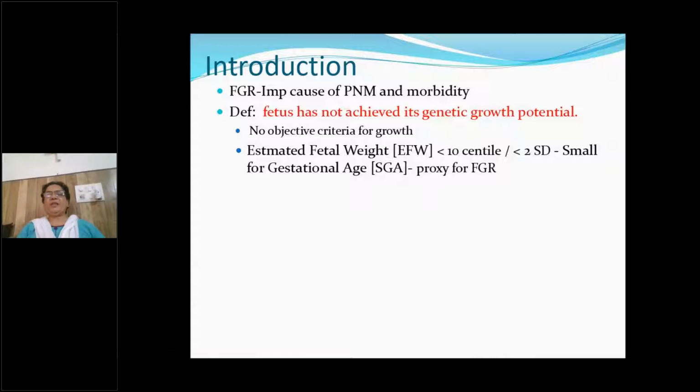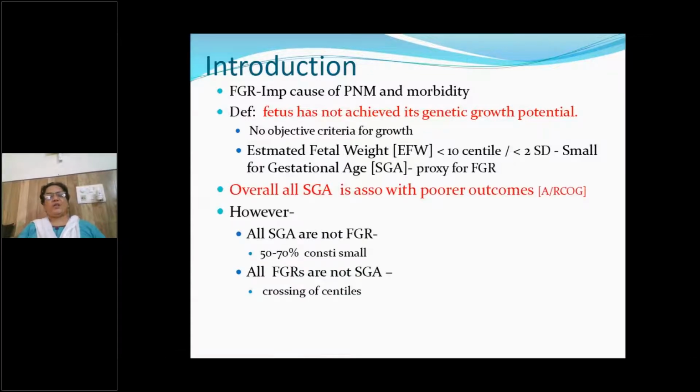So what we do in clinical practice is use estimated fetal weight as a proxy for the growth potential. And when the estimated fetal weight is less than the 10th centile or less than 2 standard deviations for that gestational age, we make the diagnosis of small for gestational age, which is used as a proxy for fetal growth restriction. So overall, all small for gestational age fetuses have poor outcomes.